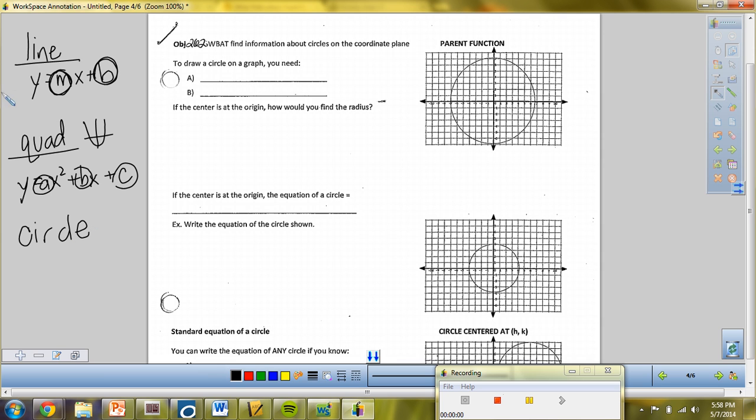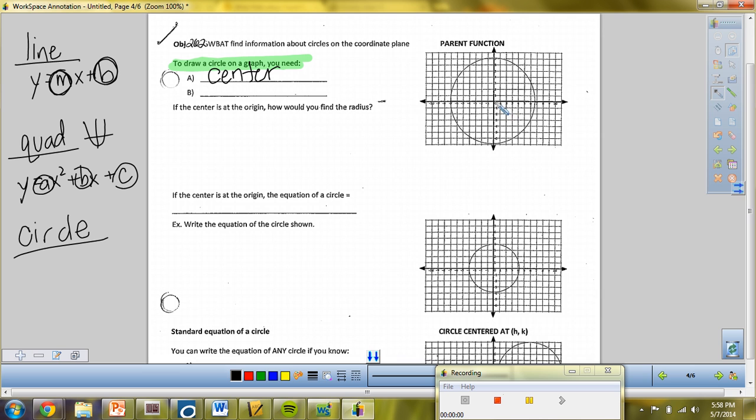So just like for a line, we need to know m and b. For quadratics, we need to know our a, our b, and our c. For our circle, the information that we need to know in order to write our equation is going to be these two things. The first one is, where is the circle starting? Right? Where are we drawing our circle around? So the center of our circle is a key point. And then we want to know how big our circle is.